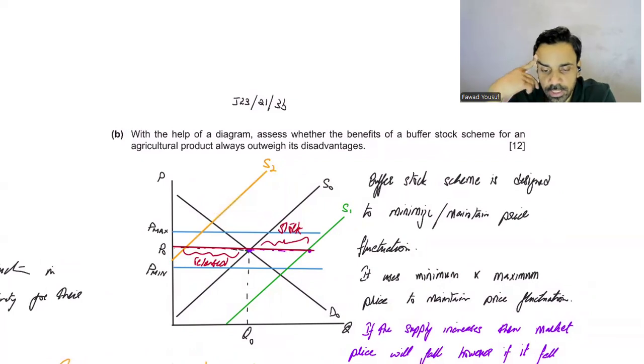So evaluation के अंदर क्या आएगा? Based on the question, as you can see, they're talking about assess whether the benefits of a buffer stock scheme for an agriculture product always outweighs its disadvantages. So we want to make a comparison of advantages versus disadvantages.